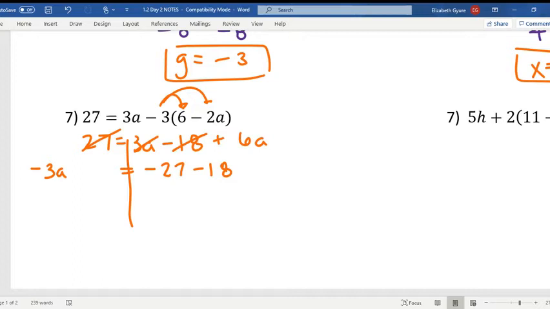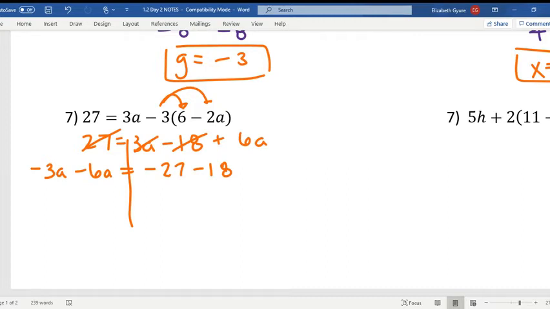And then 6a, is that good on the number side or does it need to move? Needs to move and switch from a positive to a negative. Now I got all my like terms together and we're going to combine. Now I see some subtracting negatives. Please, guys, don't guess. Use your calculator if you're not sure.